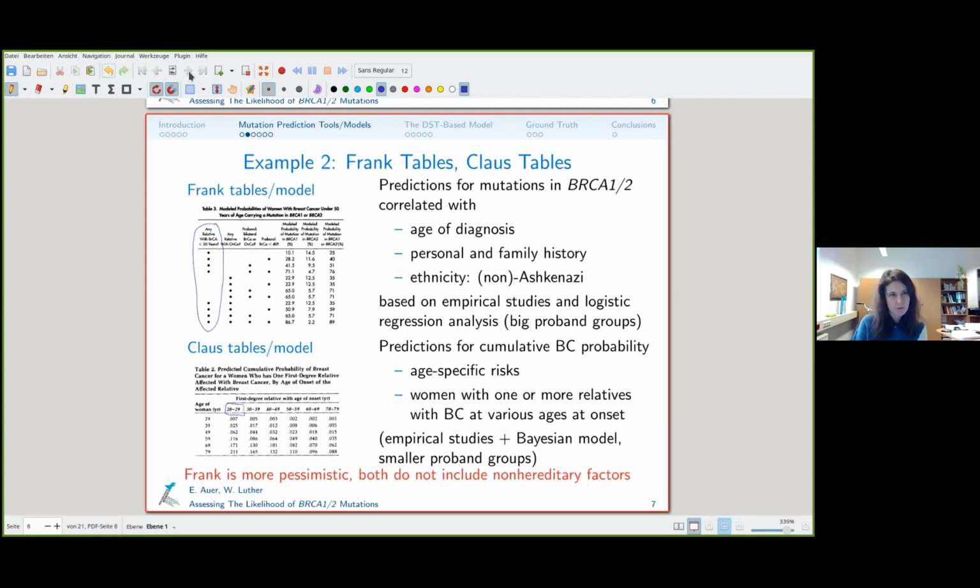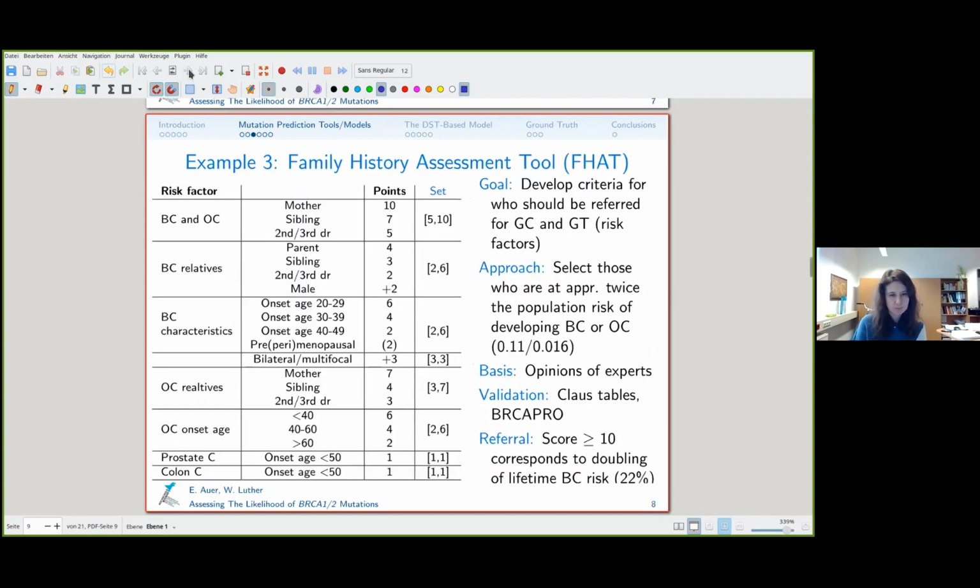This is not something that we want to do in this talk. Well, a quite different tool is the so-called Ontario Family History Assessment Tool. The goal of the tool is to develop criteria for who should be referred for genetic counseling and genetic testing, something that I call risk factors. The approach is to select those who are at approximately twice the population risk of cancer.